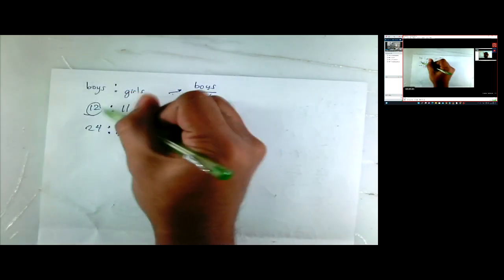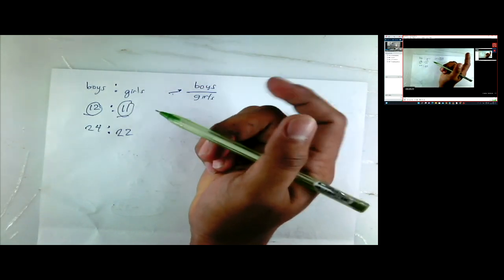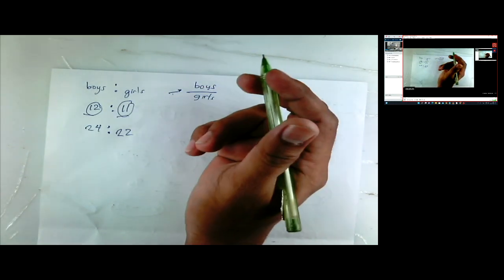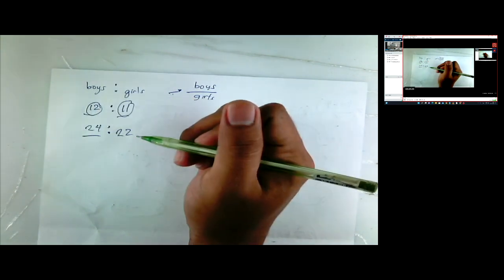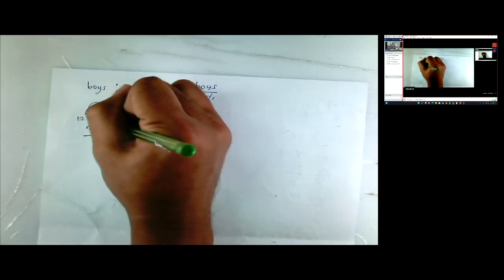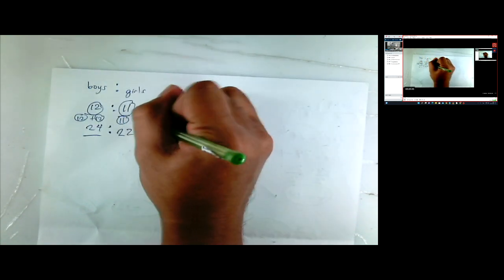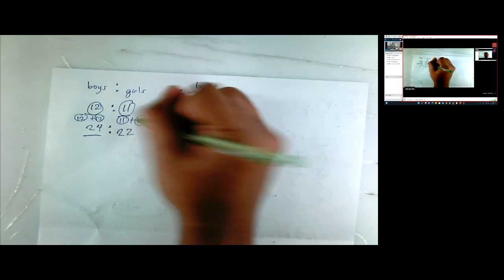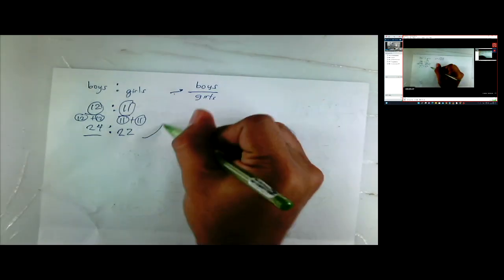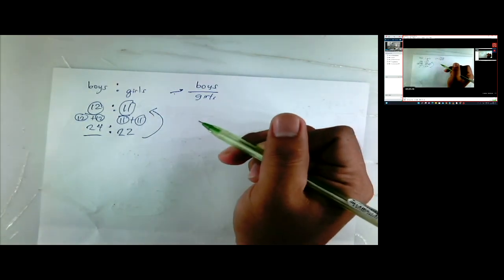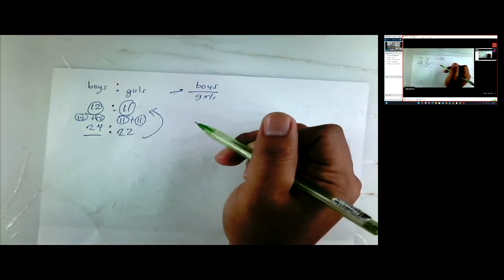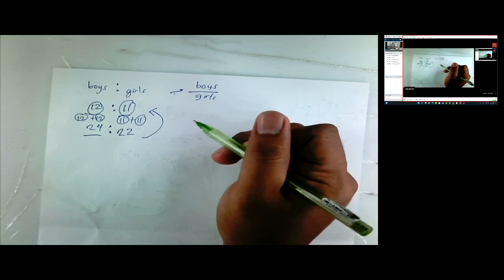Why 22? Remember, the ratio of boys and girls is 12 to 11, meaning that for every 12 boys, there are 11 girls. And since there are 24 boys, this is 12 plus 12, there are 2 sets of 12 here. And for every 12 boys, there are 11 girls, meaning there are also 2 sets of girls. That's why we will have 24 is to 22. And still, if you simplify this, the answer will be 12 to 11. This is what a ratio is, comparing two numbers.